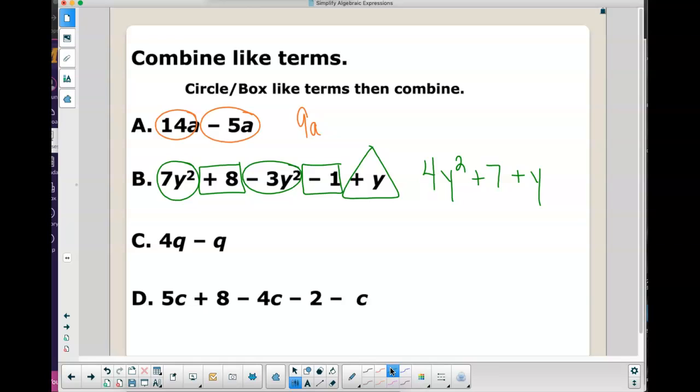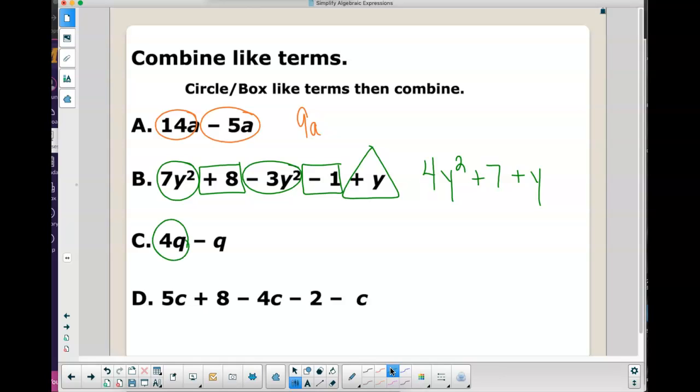And I'm done. Okay? Do we understand why I put plus signs instead of minus signs? Because everything was positive, I put plus signs. If something would have been negative, I would have put a minus sign. Okay, let's look at letter C. I'm going to circle the 4Q.